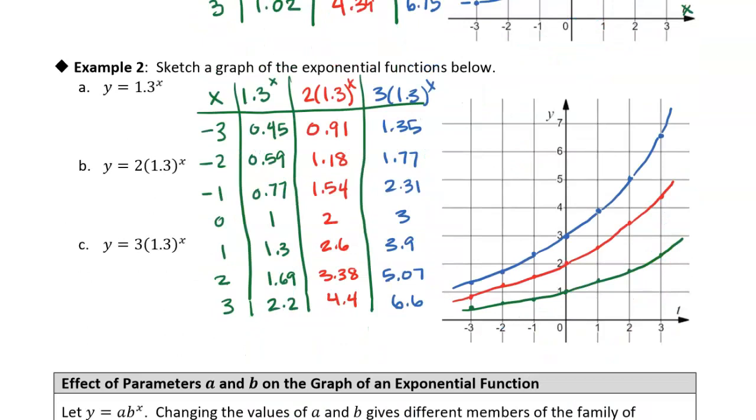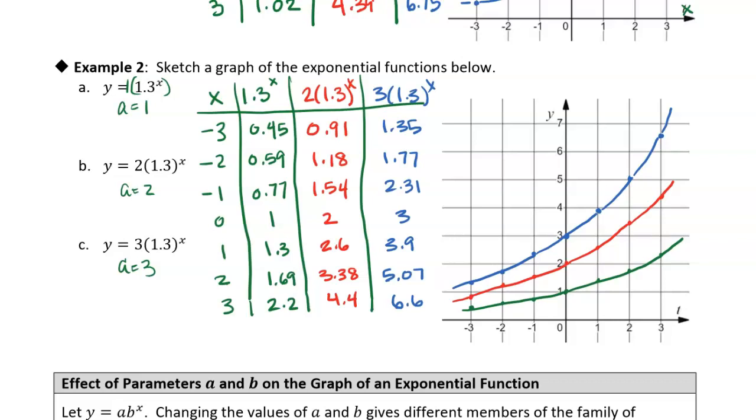And in the second example, we're looking at the effect of the parameter a. So you know that in this first example, this is 1.3 to the x times 1. So essentially our a value, a is equal to 1. And then we have a equals 2 and a equals 3. And so we're just looking at how that affects the graph of the function. So again, I've just put in values for x and calculated values of the function.